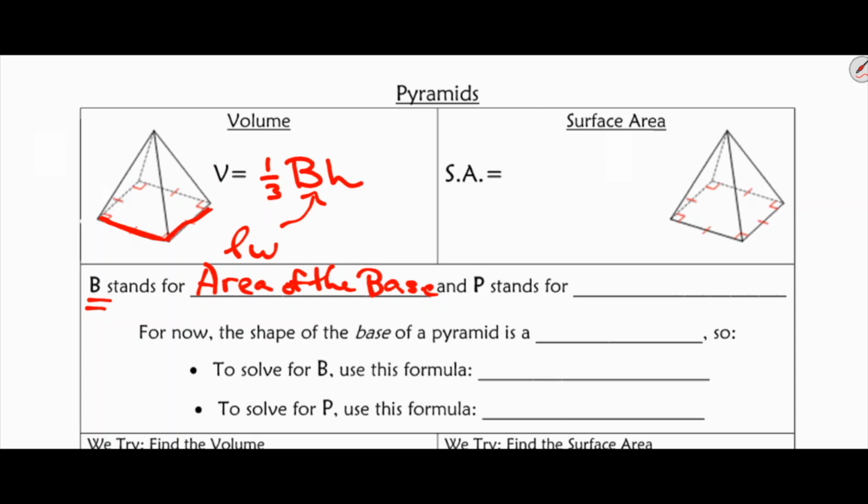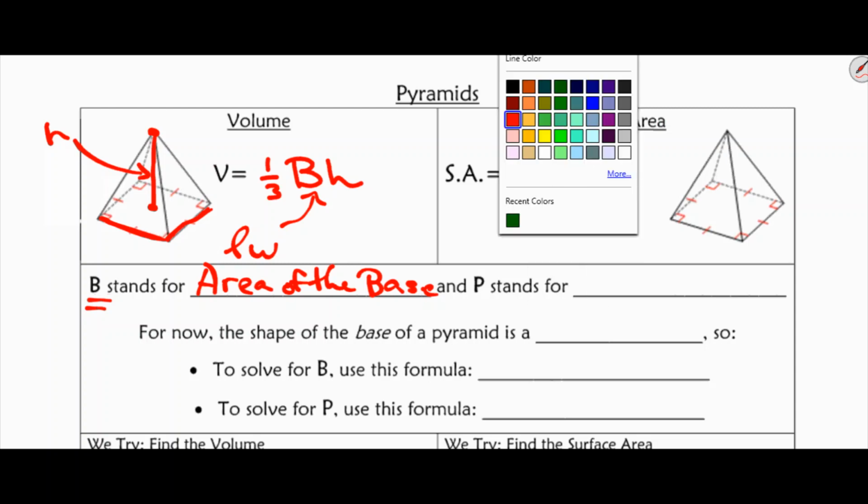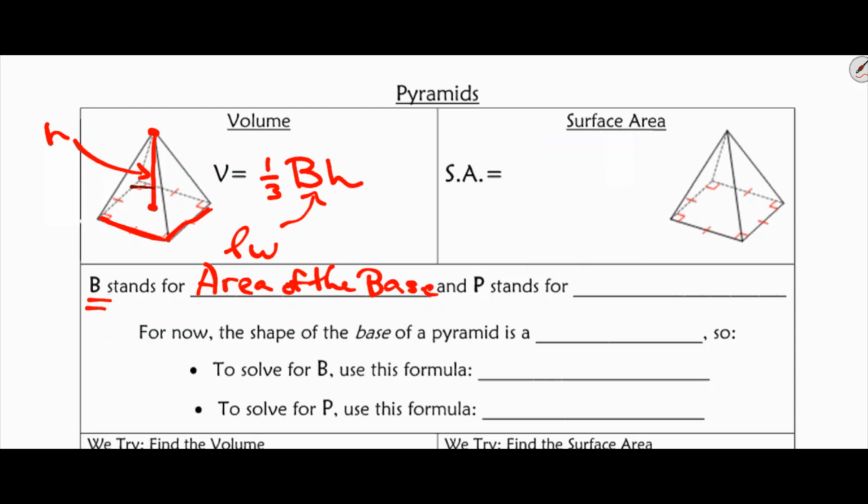The H is still the straight up and down height. It's going from the peak down to the center of the pyramid. That's our H. The area of the square on the bottom is that big B. Okay.